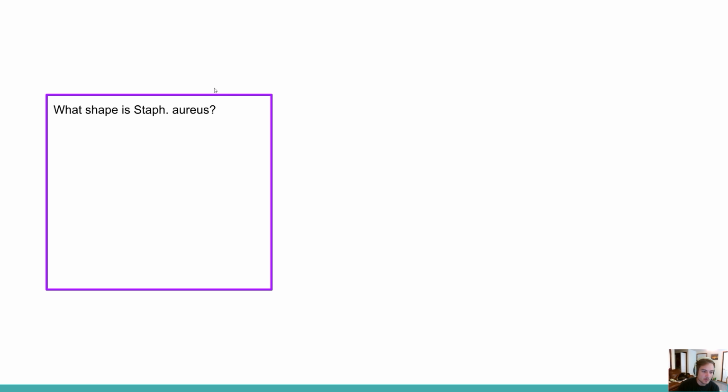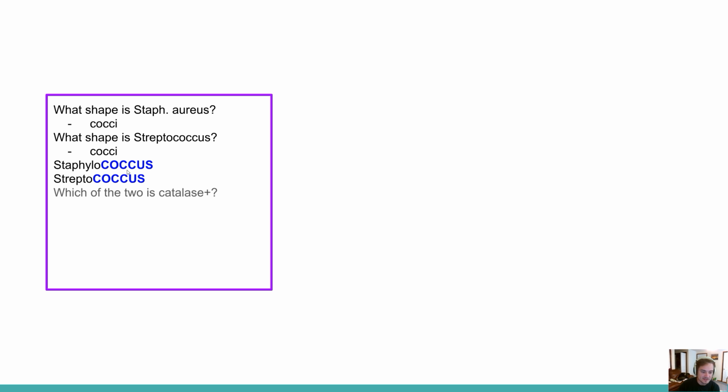So just to review, what shape was the Staph aureus? So Staph aureus was cocci, that's what we're focusing on, and it tends to be in clusters. And what shape was Streptococcus? Well, that was also cocci. That's what we're talking about. But look at this. Staphylococcus, Streptococcus. It's in the name.